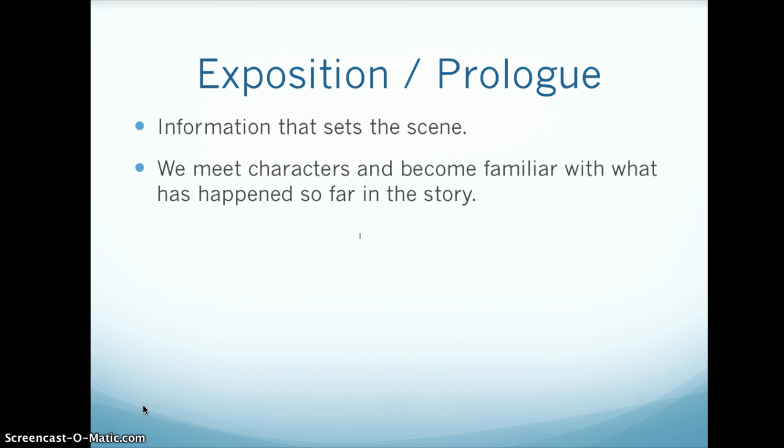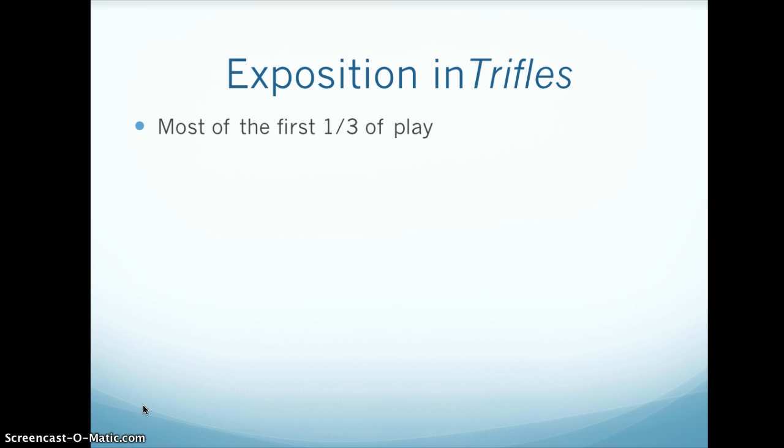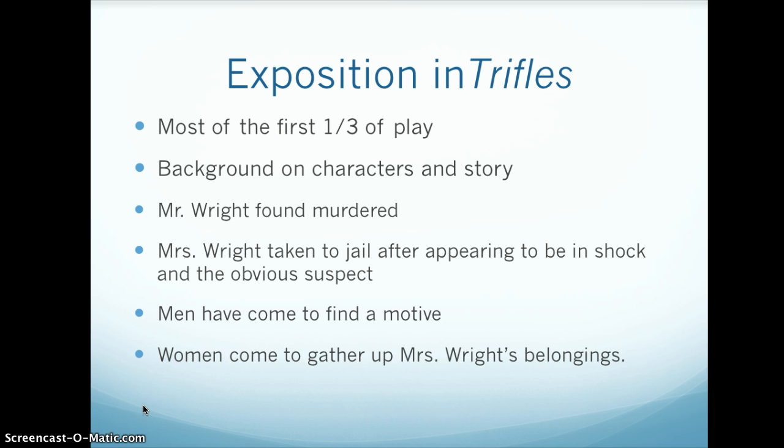We meet the characters. We meet Mrs. Hale, Mrs. Peters, the county attorney, Mr. Peters, who's the sheriff. We also are introduced to two characters who never stepped foot on the stage, Mr. and Mrs. Wright. And we find out what's happened so far in the story. And we remember that exposition can be given at any time during the play. In the case of Trifles, the first one-third of the play is basically exposition.